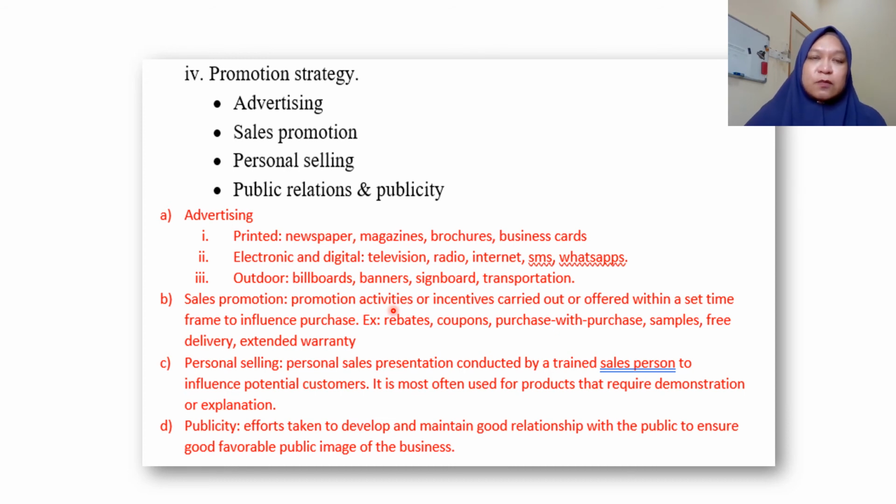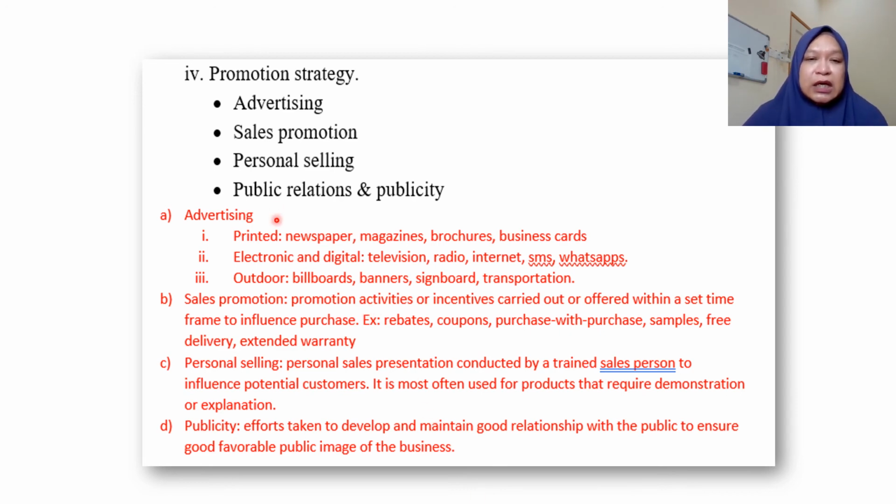Same thing with the distribution strategy. You need to list out. If you use the wholesaler, you have to list out who your wholesaler is, who your retailer is, or who the e-intermediaries are that you use.